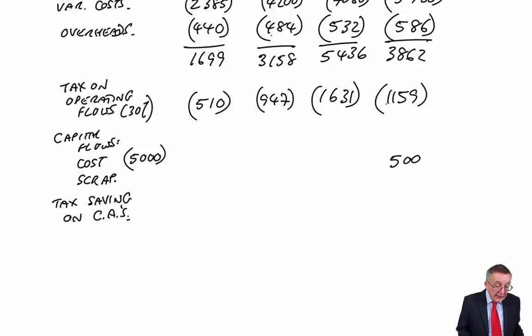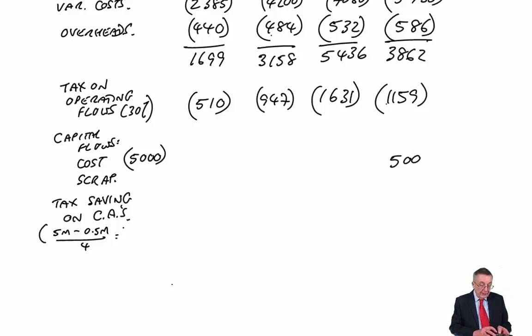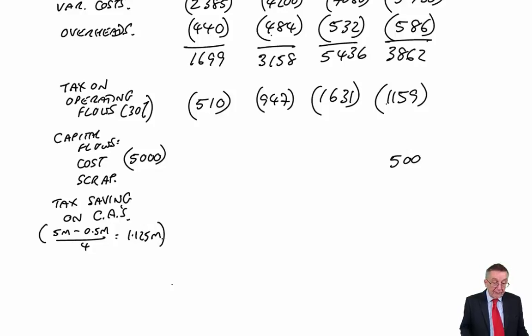And so if it's straight line, what will be the depreciation each year? The initial cost was 5 million. We expect a scrap value of 500,000 over a 4-year life. That is 4.5 million divided by 4. It's 1.125 million. The allowances per year. Now be careful there.